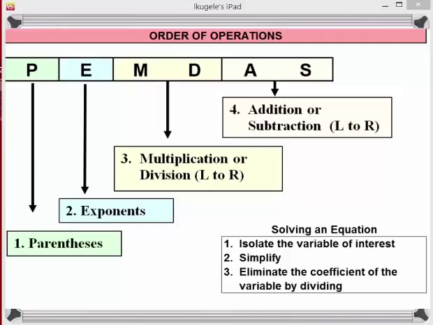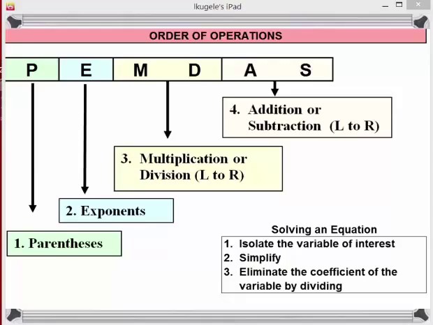So there's the order, PEMDAS. Working left to right, the first thing we do is deal with what's inside the parentheses. Next, handle any exponents, then multiply or divide, and finally add or subtract. It's a hierarchy. Parentheses are the highest order operation. You always do what's inside the parens first.